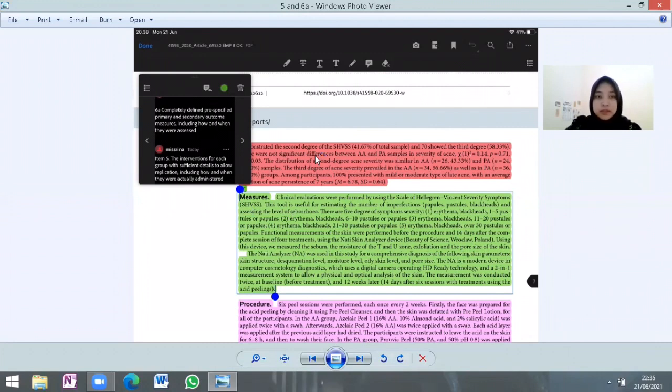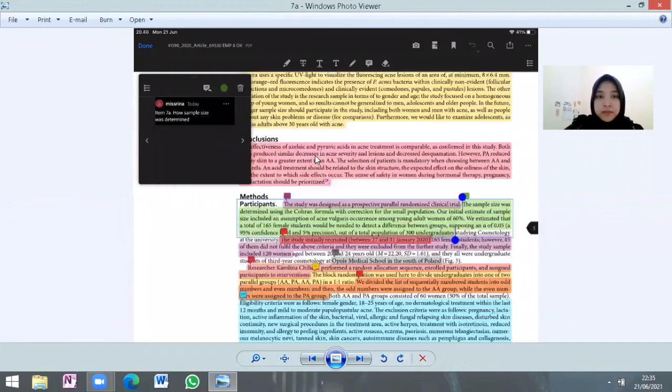The next item, number 6B, any changes to trial outcomes after the trial commenced, with reasons, is not reported in this article. And the next item is number 7A, how sample size was determined. It is reported on page number 5.